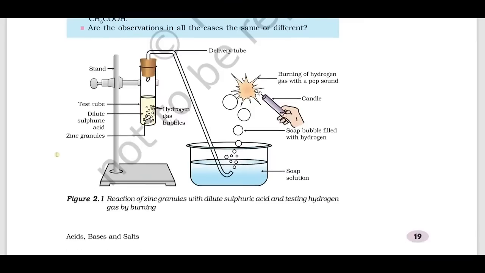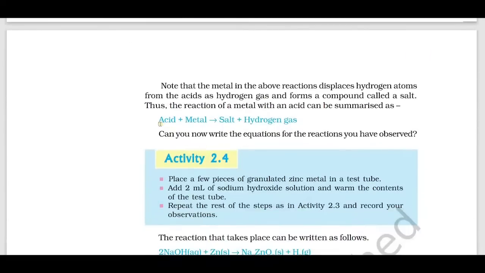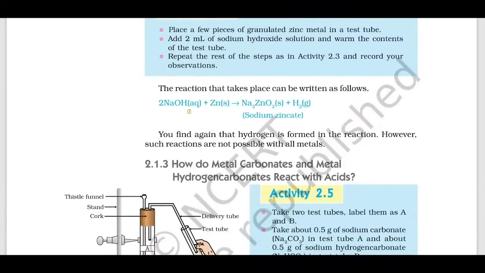Reaction of zinc granules with dilute sulfuric acid and testing of hydrogen gas. Very important question, diagram. Next, when acid reacts with metal, which gas is released? Hydrogen gas. When metal reacts with acid, hydrogen gas is evolved with the formation of a salt compound. We have an example here, 2NaOH.